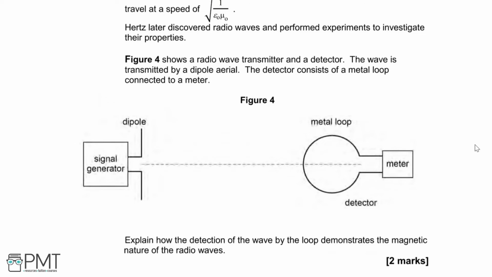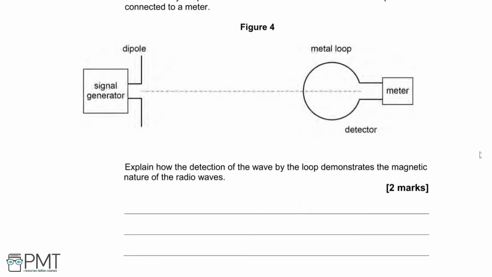Now we've got figure 4 here, signal generator connected to a dipole. We've got waves that are emitted and then picked up by a metal loop at the other end where the detector is, and that's connected to a meter. Explain how the detection of the wave by the loop demonstrates the magnetic nature of the radio waves. So fairly straightforward 2 marks here.